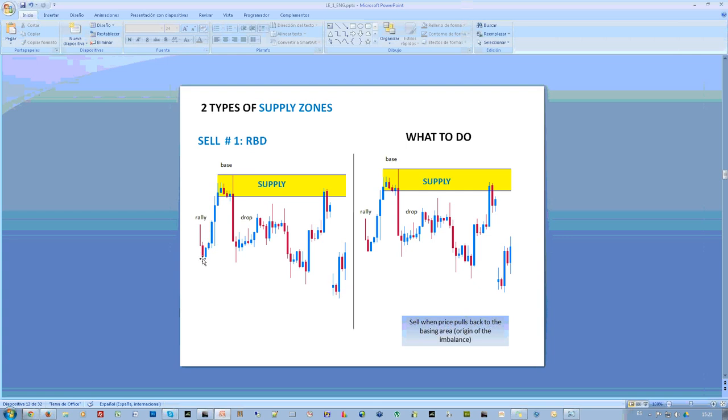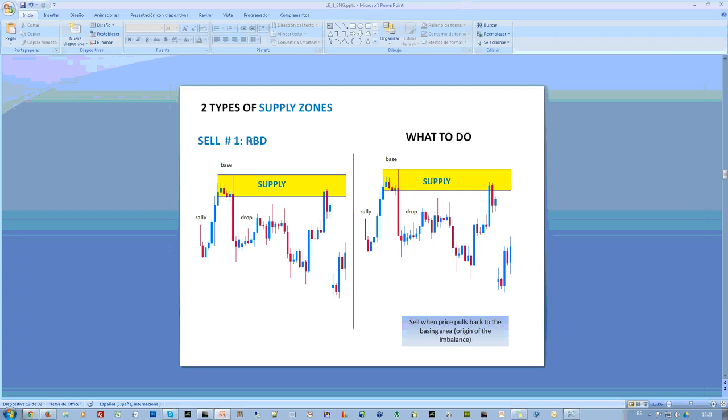As you can see here, if you watch the previous video about how to draw a level, you will understand that this is the first leg, this is the base, and this is the drop. So we have a rally, base, and a drop forming a supply area. This is the distal line, this is the proximal line, this whole area in yellow is the base area, and the whole thing forms a supply. So what do we do when we find such levels? We have to sell when price pulls back to that basing area, the origin of the whole imbalance, of the whole drop, as you can see over here.